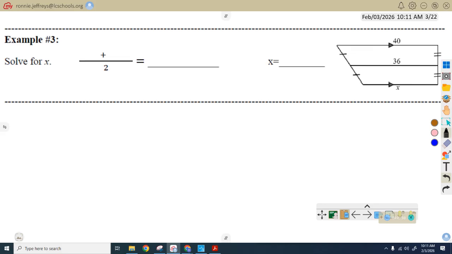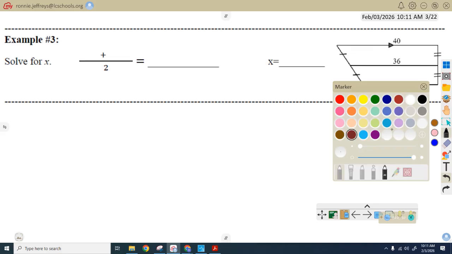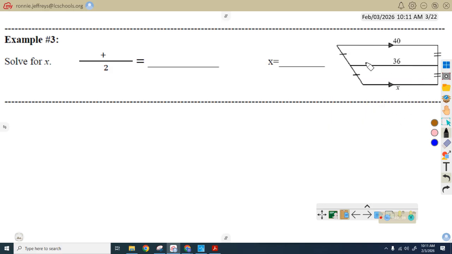All right. So example 3. Example 3 is a little bit different, and this is why. This is our mid-segment. So our 36 would go here this time. And because this is a base and this is a base, we would actually add these two together.